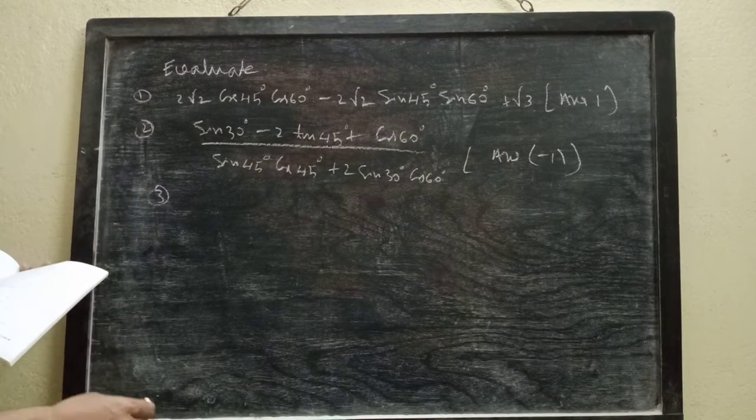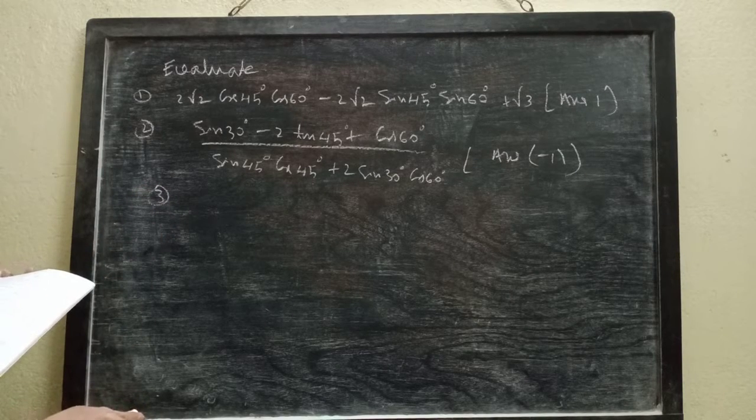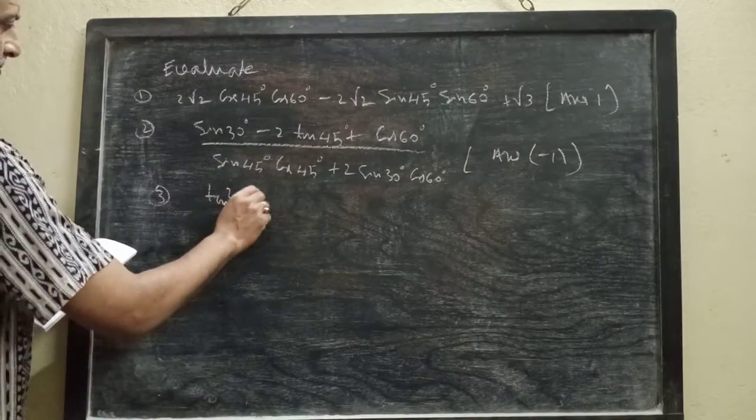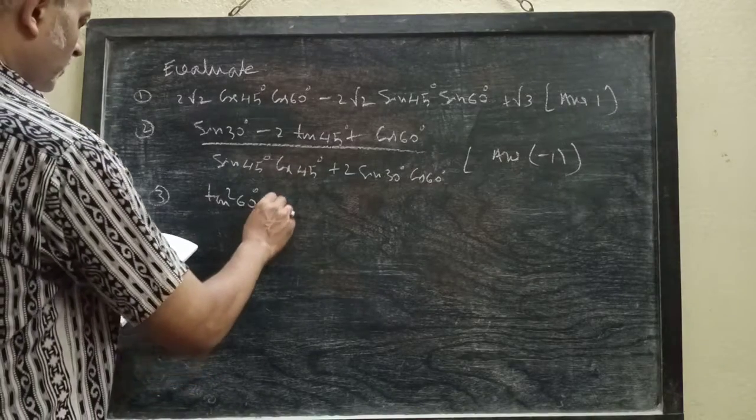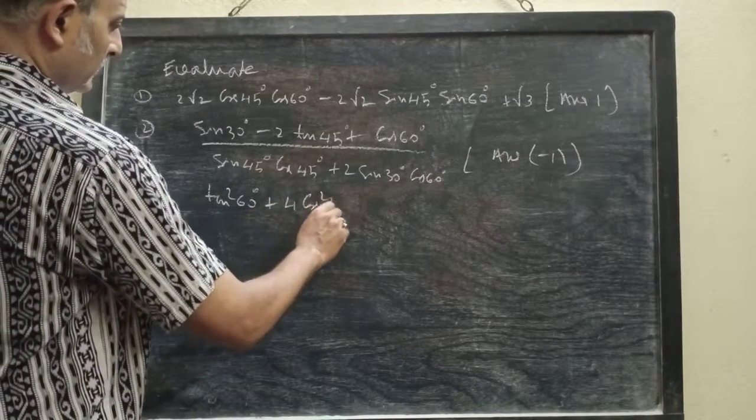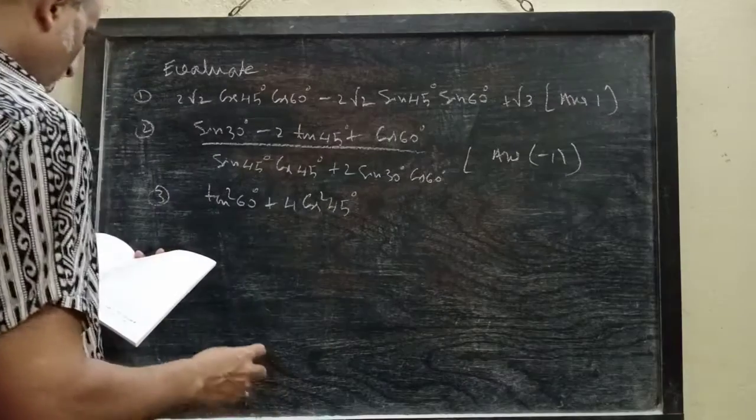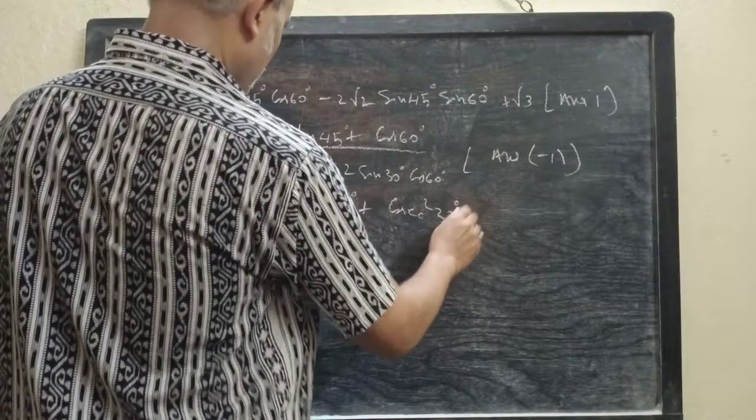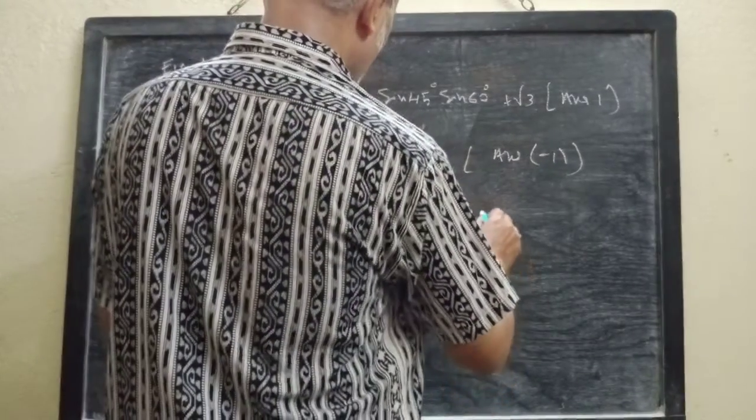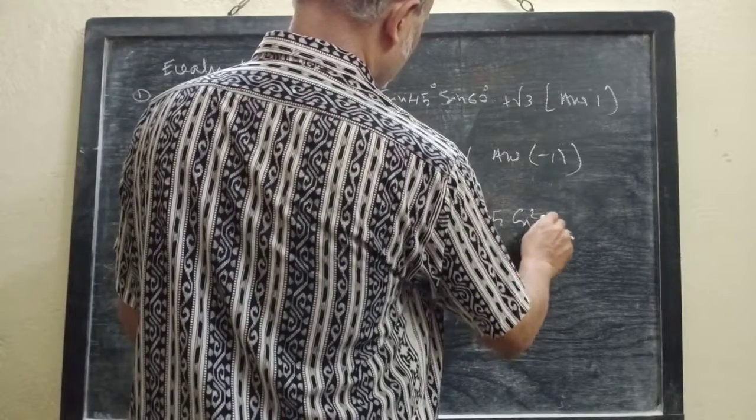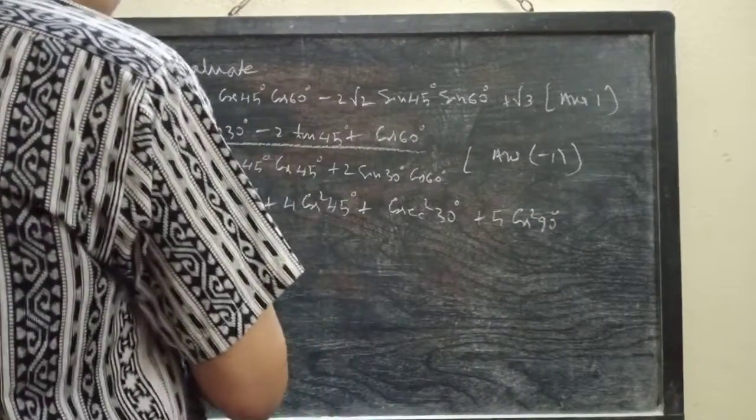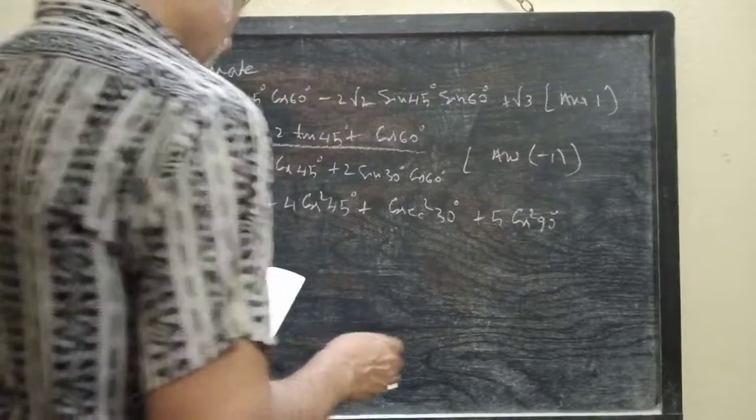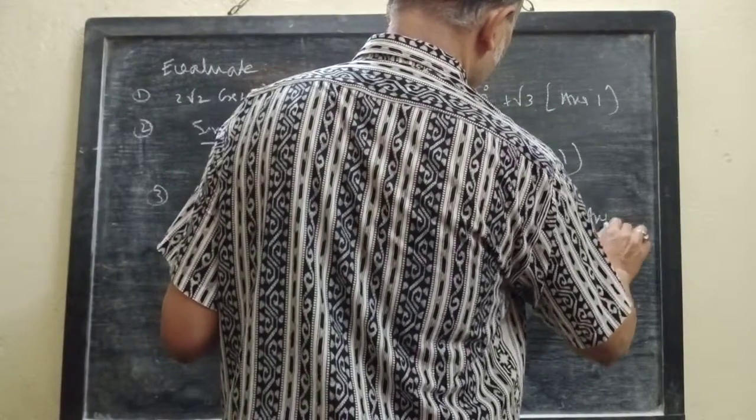Number 3. Tan square 60 degree plus 4 cos square 45 degree plus cosec square 30 degree plus 5 cos square 90 degree. Its answer is 9.